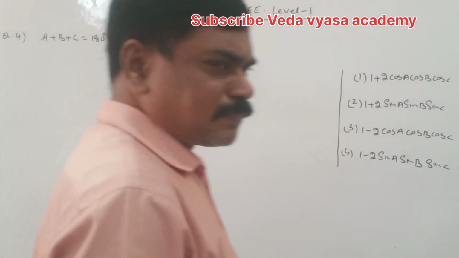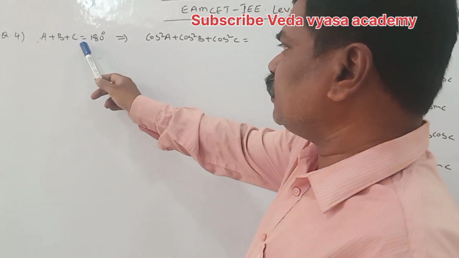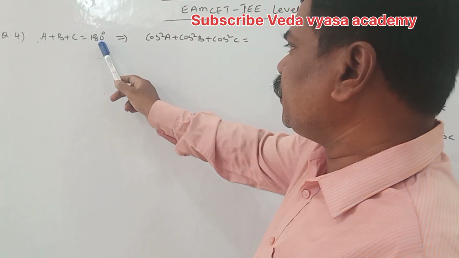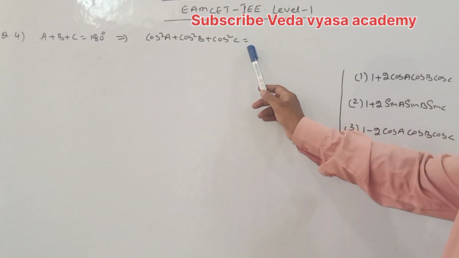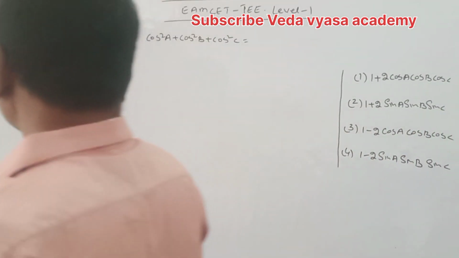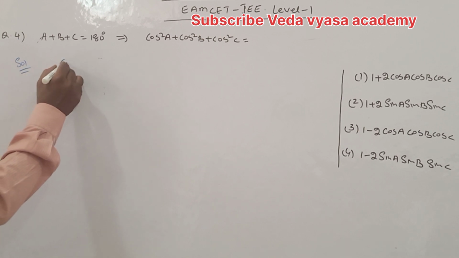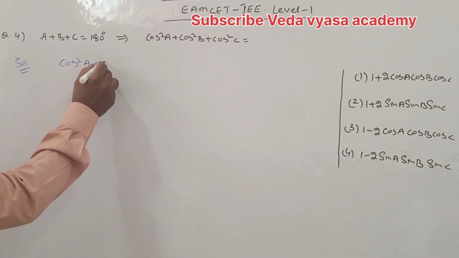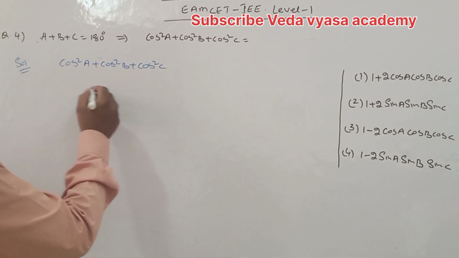Dear viewers, we have the problem a plus b plus c is equal to 180 degrees, cos square a plus cos square b plus cos square c is equal to. These are the options given. Here we have given cos square a plus cos square b plus cos square c.